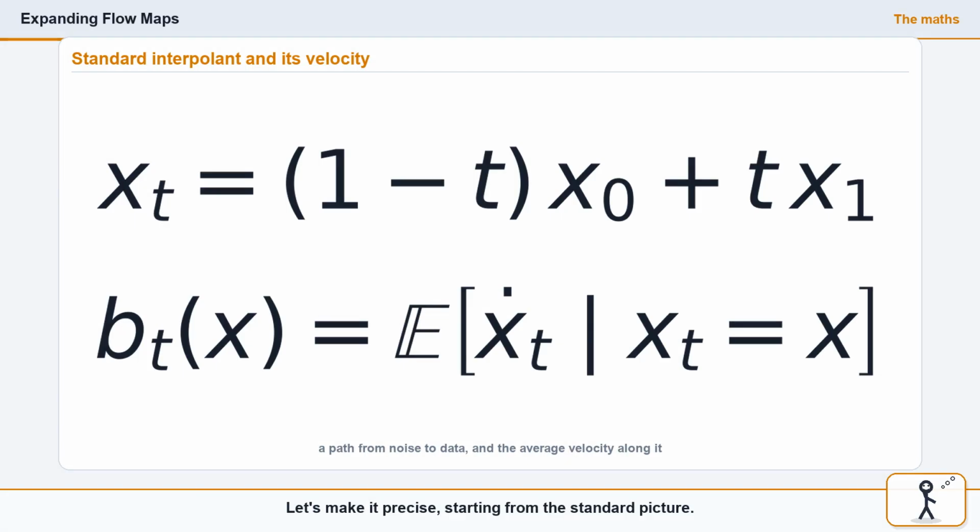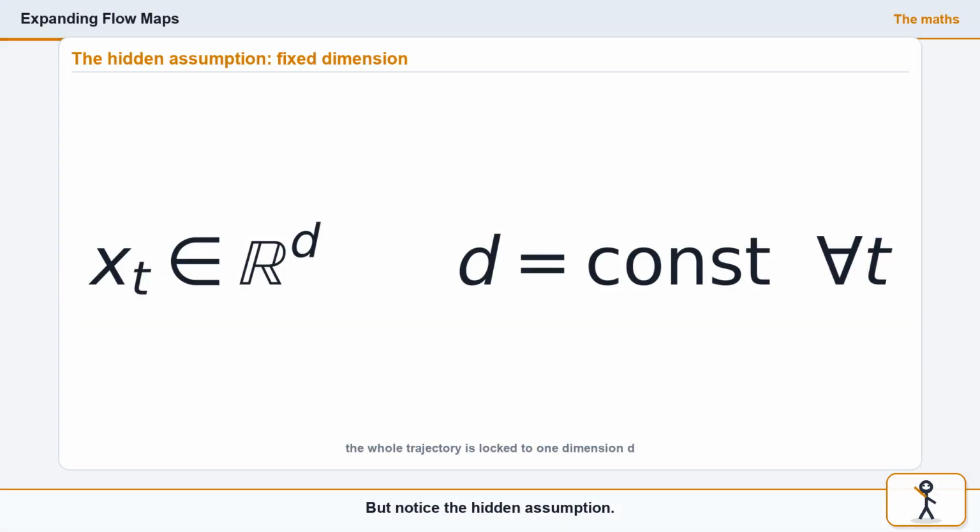Let's make it precise, starting from the standard picture. A stochastic interpolant draws a straight path between a noise sample and a data sample. The model learns a velocity field, which is just the expected direction of travel at each point along that path. Notice the hidden assumption. Every state along that path lives in the same fixed dimension. The velocity field is a map from that space to itself. There is simply no room in this formulation for the state to get bigger.